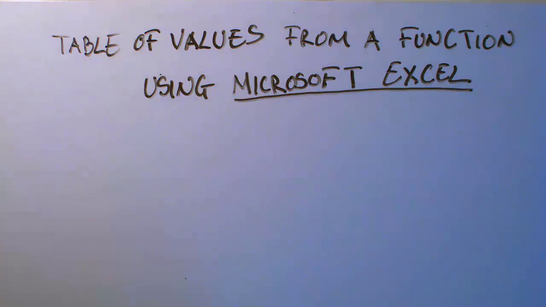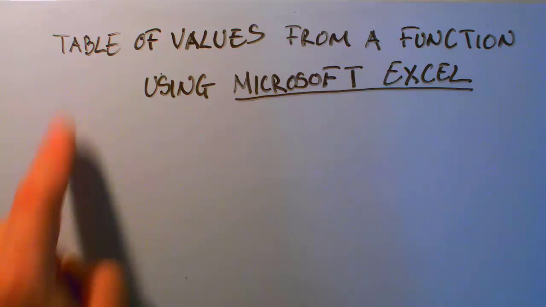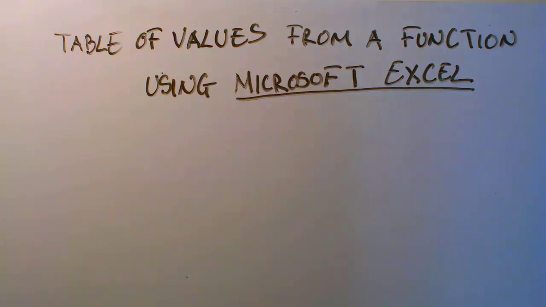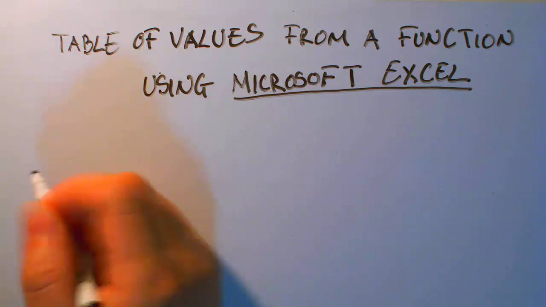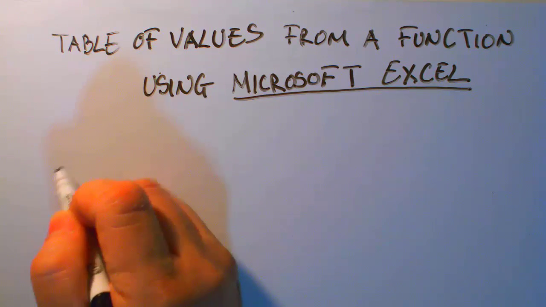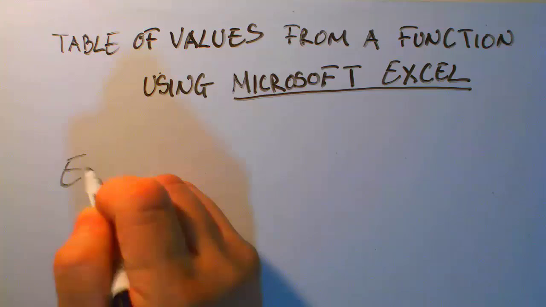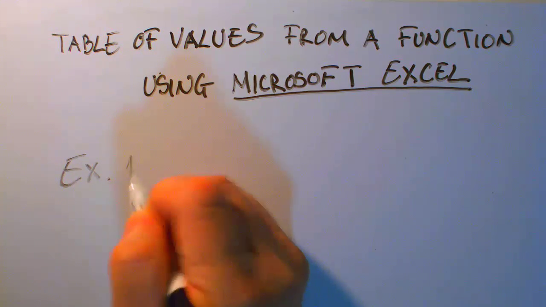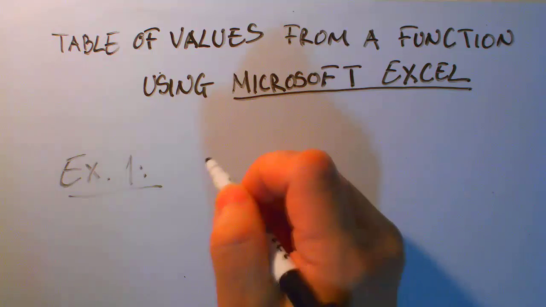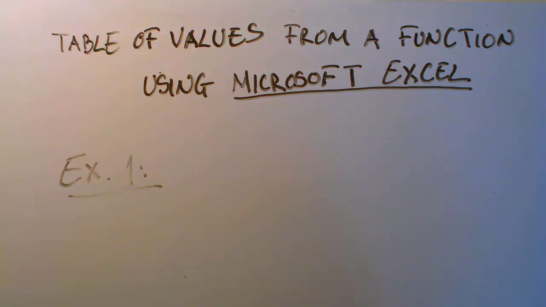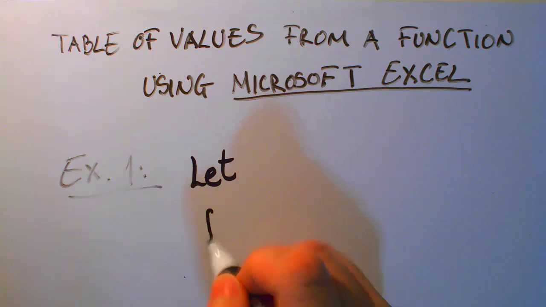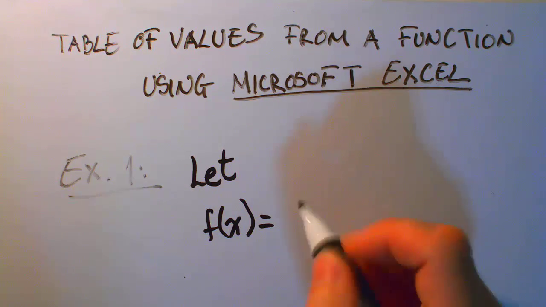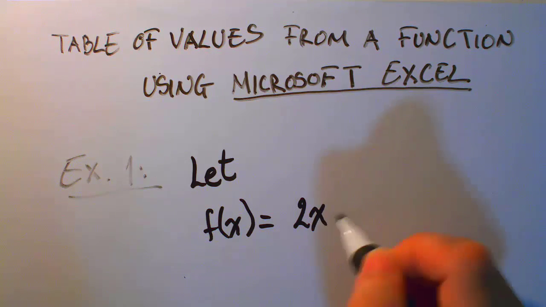Alright, so in this video we're going to be learning how to create a table of values from a function using Microsoft Excel. So let's start out with the first example, some simple function, let's say a linear function. For example 1 in this video lesson, our function here is f of x equals 2x minus 3.